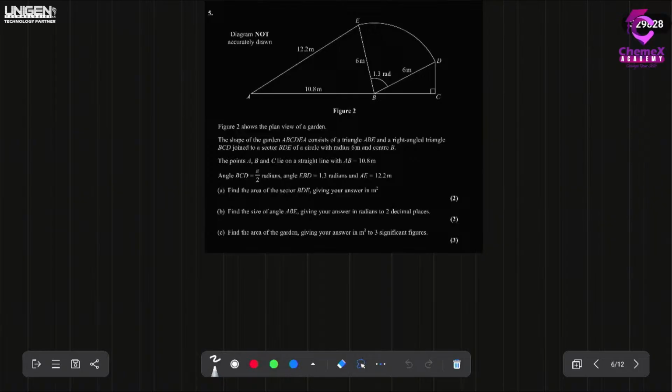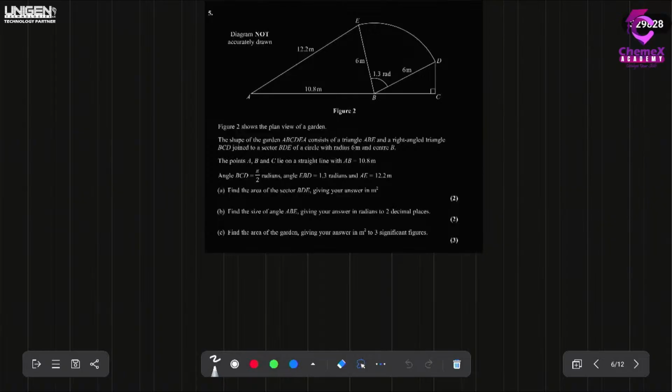So in the next question, I hope you can see clearly. Figure 2 shows the plane view of a garden. The shape of the garden ABCDEA consists of a triangle ABE and a right angle triangle BCD joined to a sector BDE of a circle with a radius of 6 meters and center B.